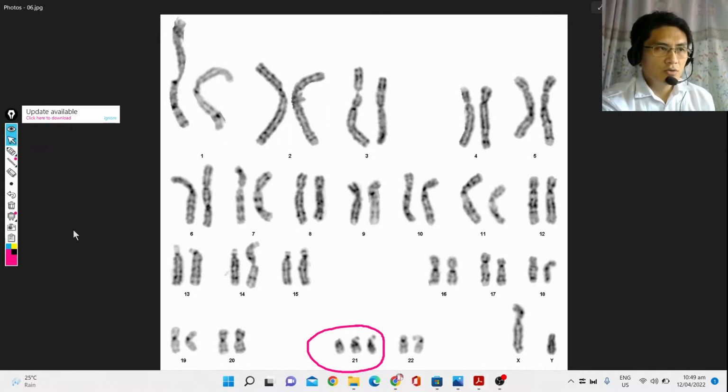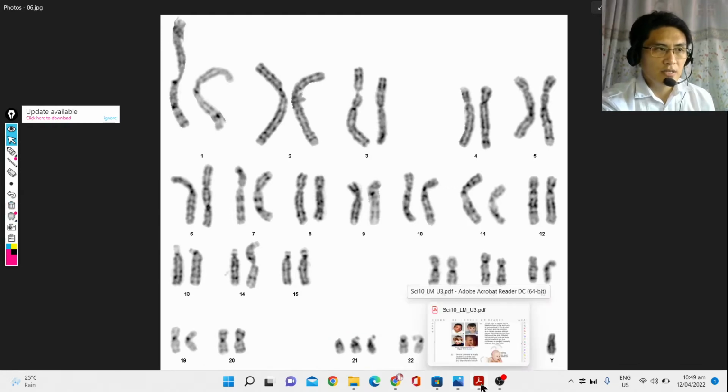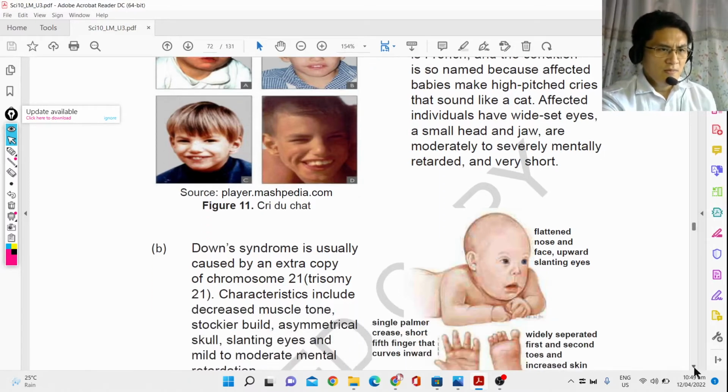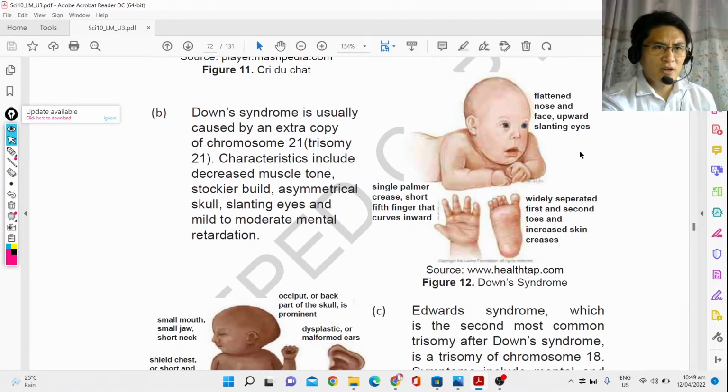And if we are to discuss what the characteristics of people with Down syndrome are, this is actually the most common genetic disorder. So you have here a flattened nose and face, upward slanting eyes, single palmar crease, a short fifth finger that curves inward, widely separated first and second toes, and so on.